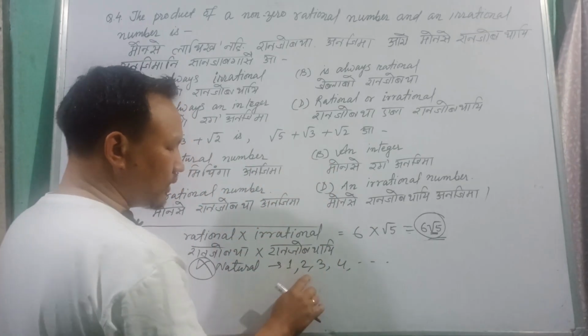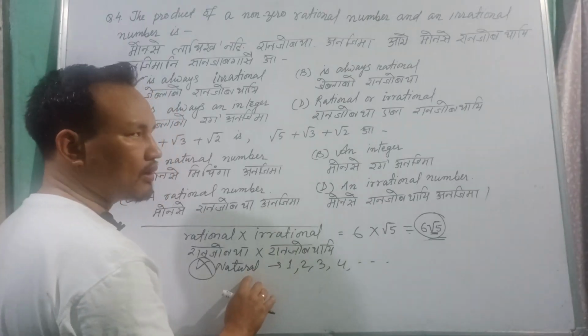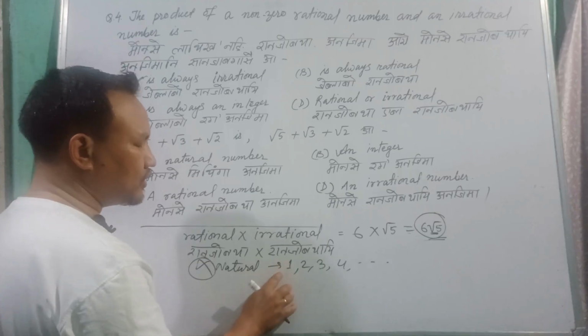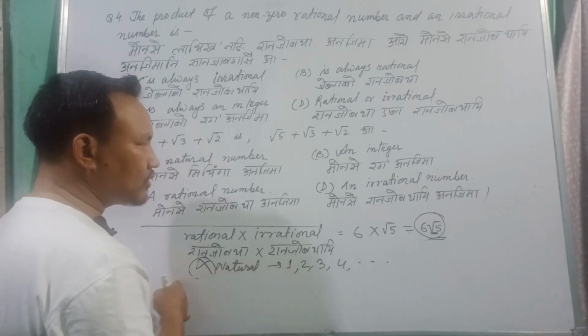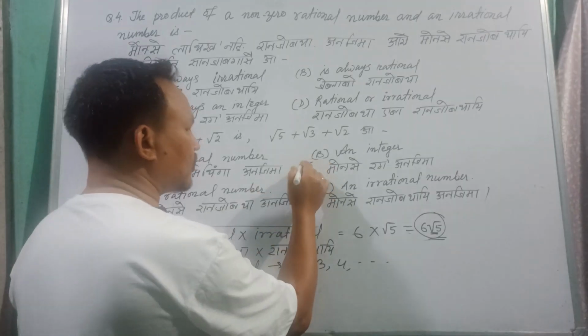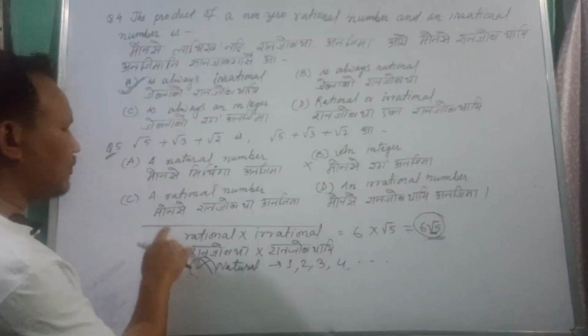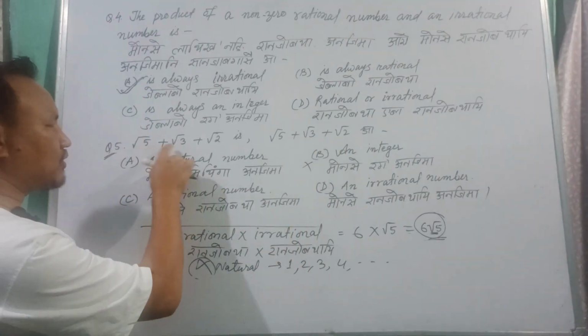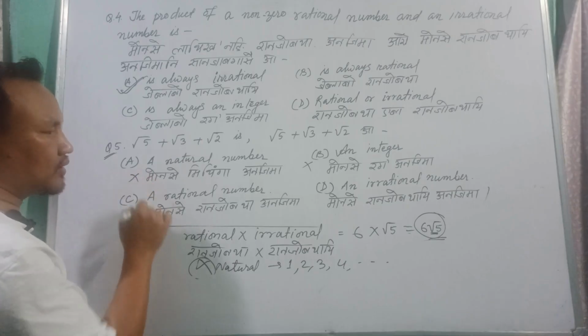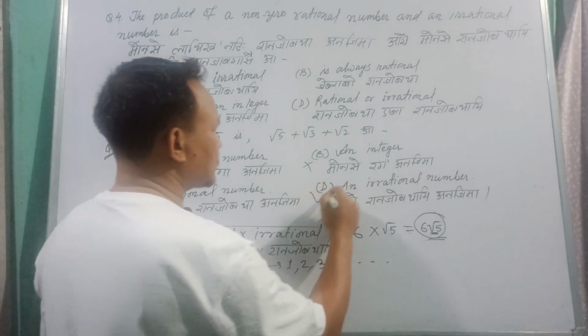Integers include 0 and negative numbers too. If there is a 0 and a minus term, also negative numbers, they will be integers, but not the square root ones. Okay, what about a rational number? A rational number should not have a root, so this also cannot be, this also cannot be. An irrational number, yes, this is the correct option.